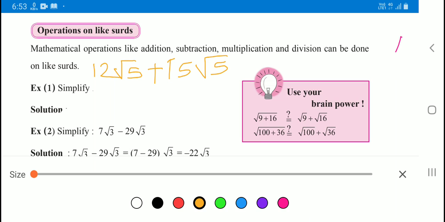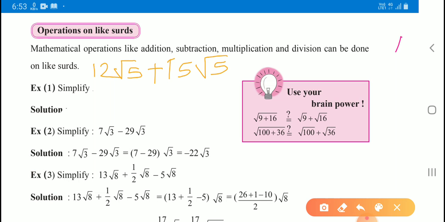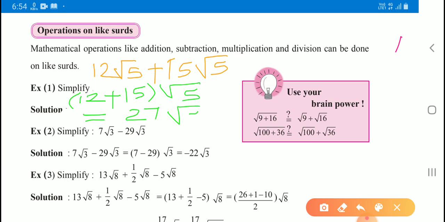Look here. What we have to do? Here root 5 is common between them. So 12 plus 15, and here root 5. What is their addition? 27, that you know. So your question's answer is 27 root 5.